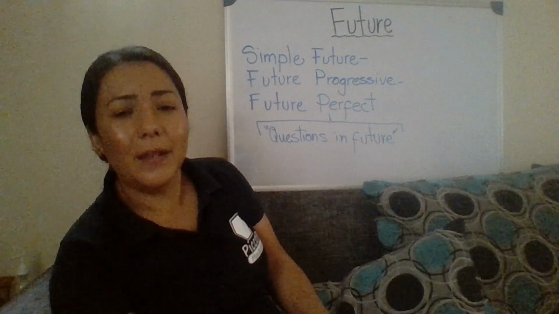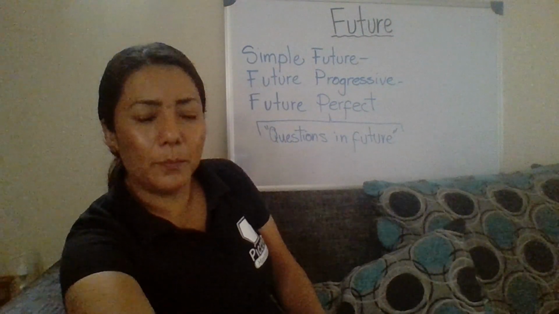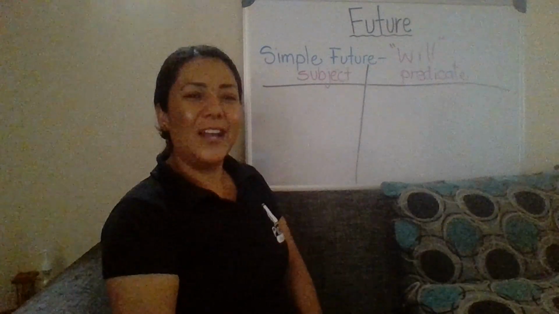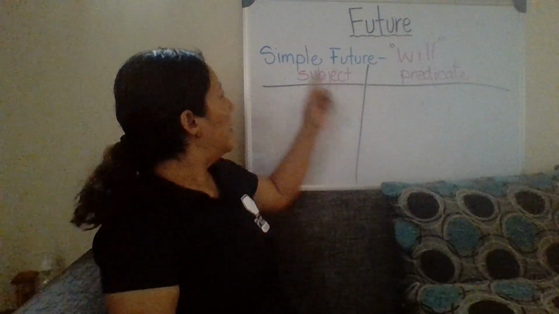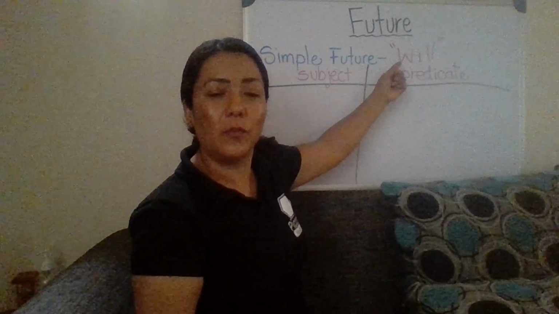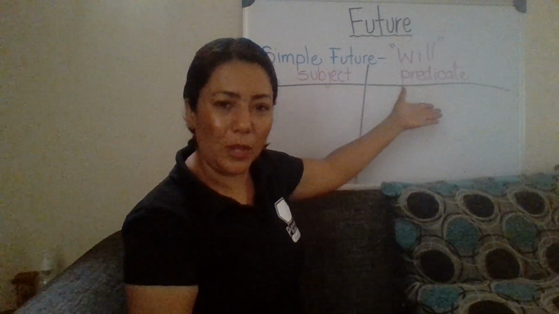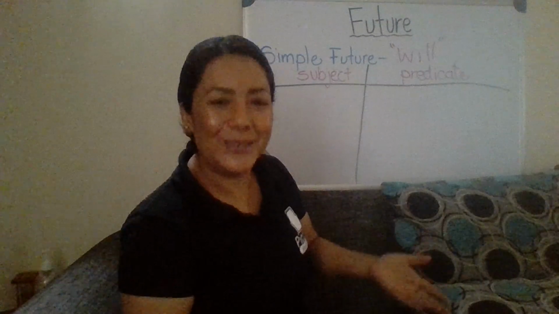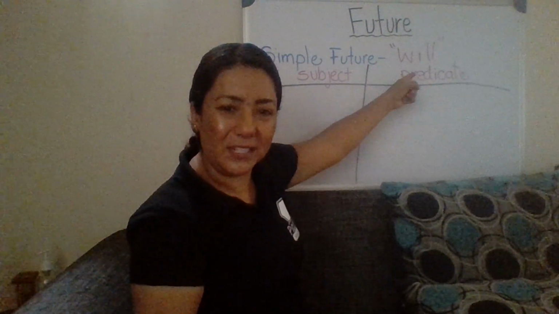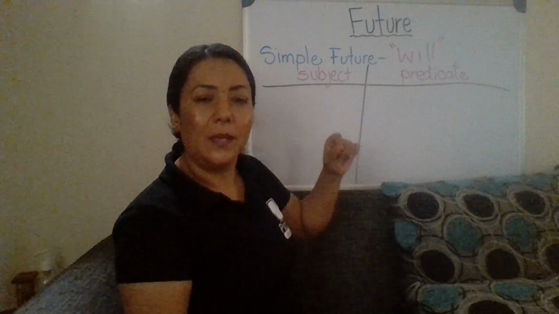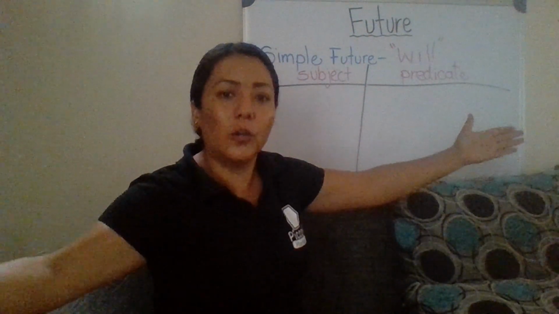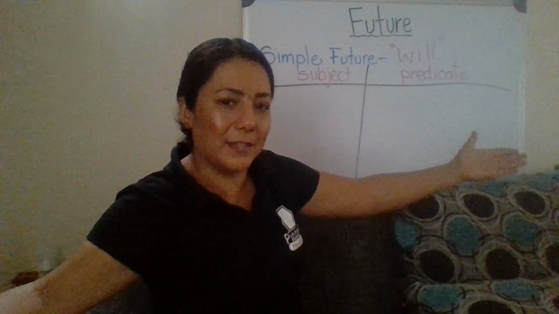Now, let's start with the simple future form. Ready? Okay, so we'll start with simple future, and in the book they're giving us the word will. That's the one we will use. Every time you see the word will in a sentence, it is telling you they're using future tense.